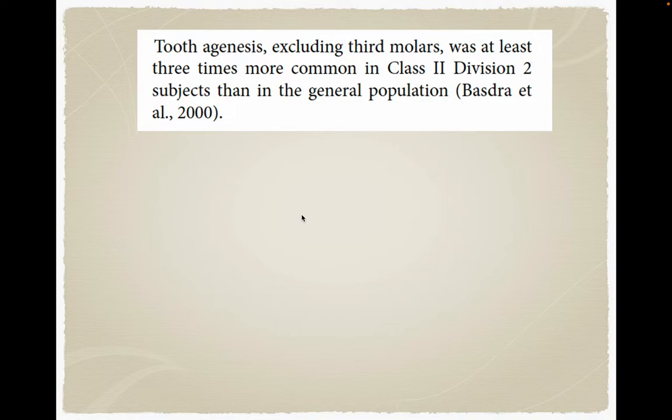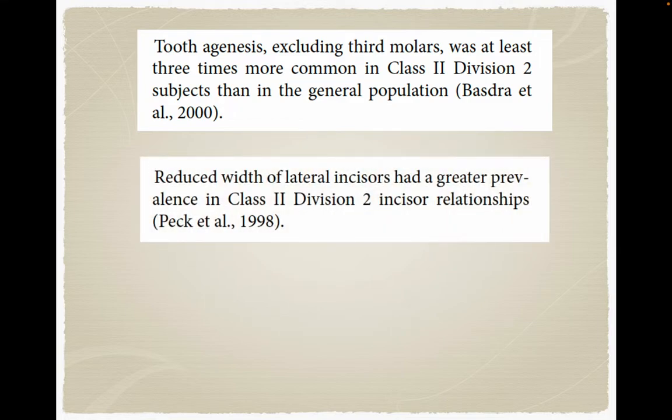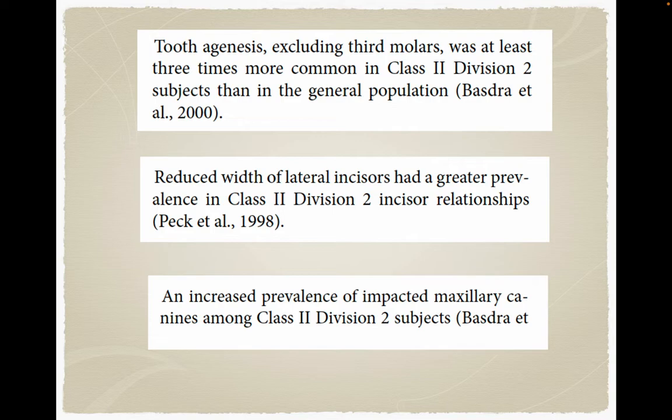That's not the only support of the genetic theory. Patients with Class 2 Division 2 usually have hypodontia as well. So these things are linked together as genetic inheritance. Also, there is a reduction in the lateral incisor size and width, which is very common in Class 2 Division 2. Impaction of the canine: we also know that palatally impacted canine is due to genetics, and it comes with Class 2 Division 2, so that strengthens that Class 2 Division 2 is highly due to a genetic cause.